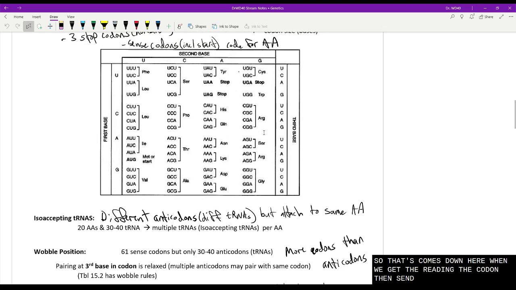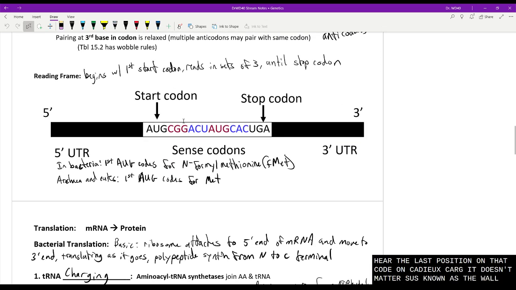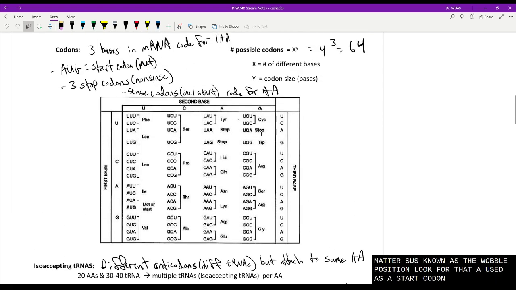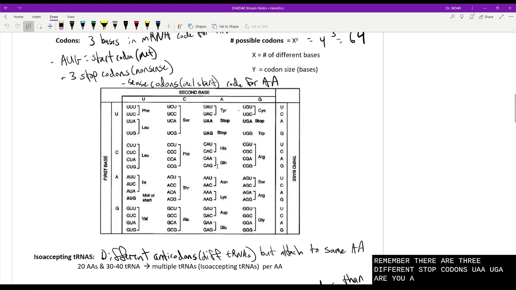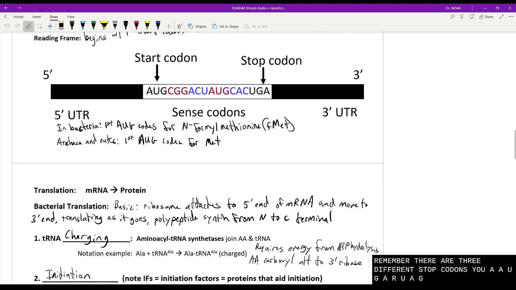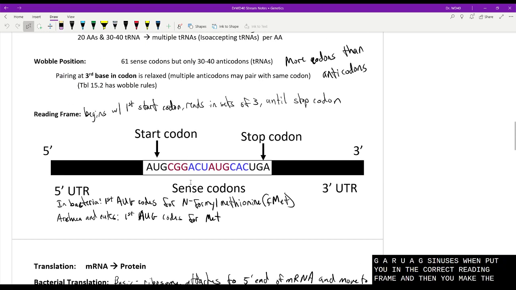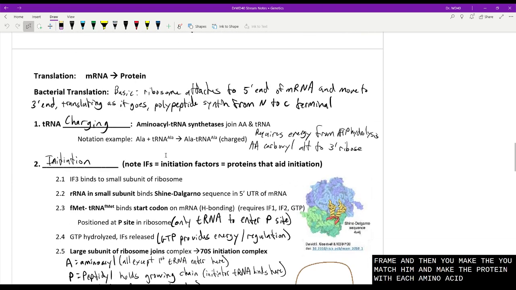So then we have the wobble position. We look at proline here. The last position on that codon could be a U, C, A, or G. It doesn't matter. So that's known as the wobble position. Look for that AUG as the start codon. And then remember, there are 3 different stop codons: UAA, UGA, or UAG. So then this is what puts you in the correct reading frame, and then you match them and make the protein with each amino acid.